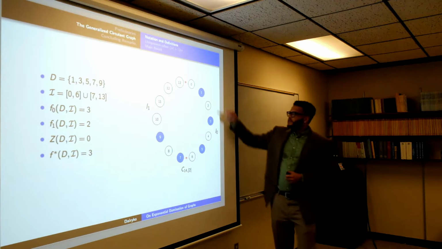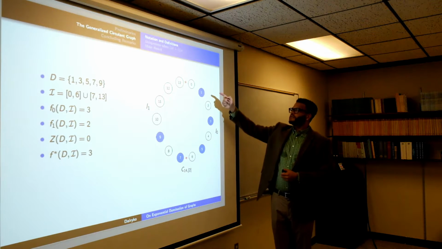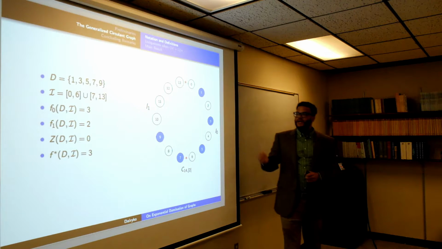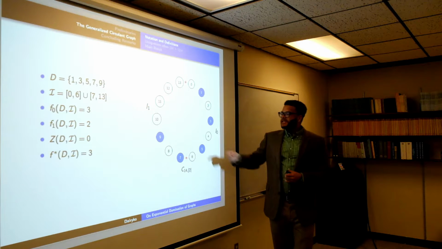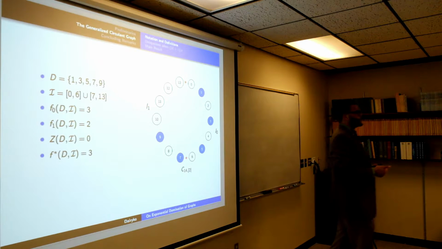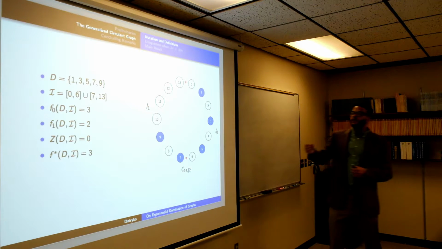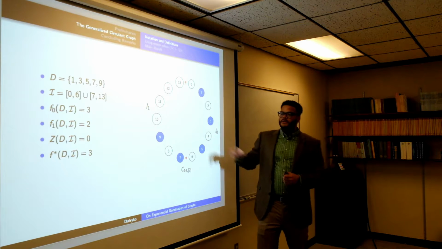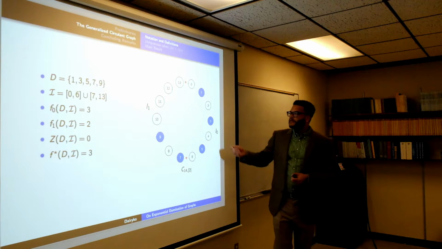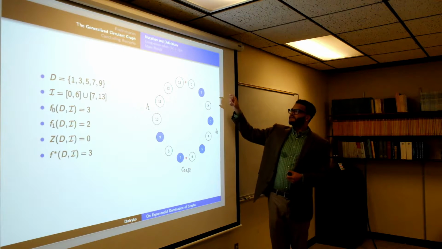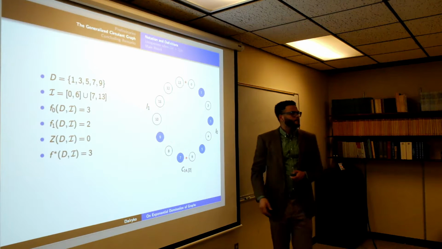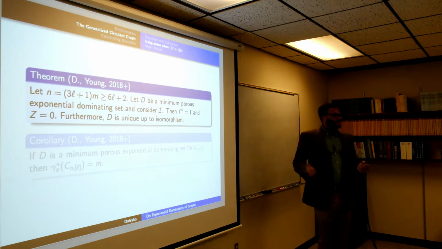So this is interval I_0, right? So it's 0 through 6. It contains 3 members of D. So that's why f sub 0 is equal to 3. Similarly, in I sub 1, there are 2 members of D, so f sub 1 is equal to 2. Now there are no intervals that contain no members of D, so Z is equal to 0. And lastly, f star is equal to 3, because the largest number of elements of D contained in a given interval is 3. Okay. All right, so we get to our first theorem.